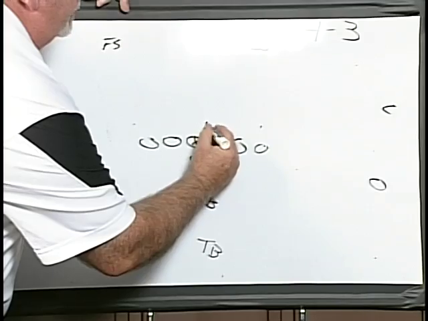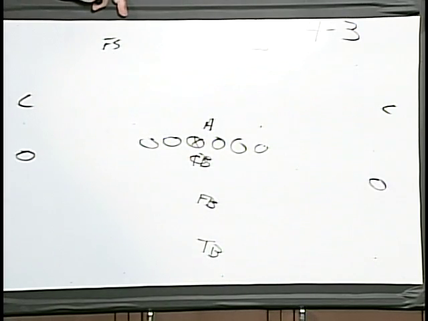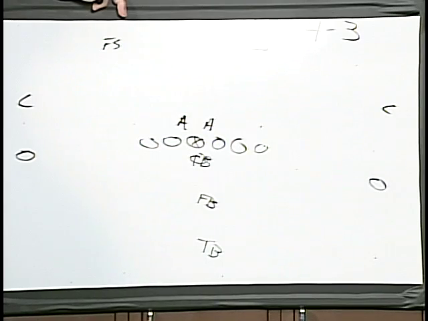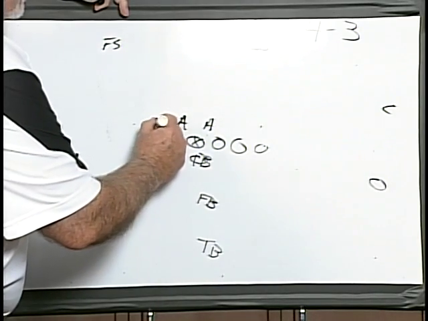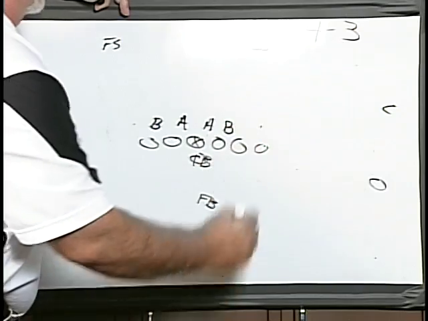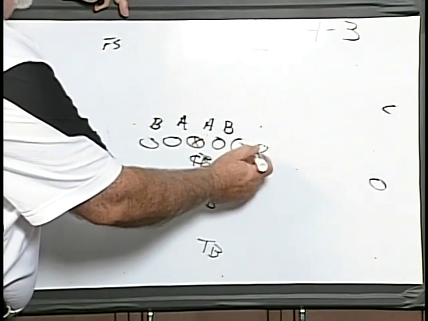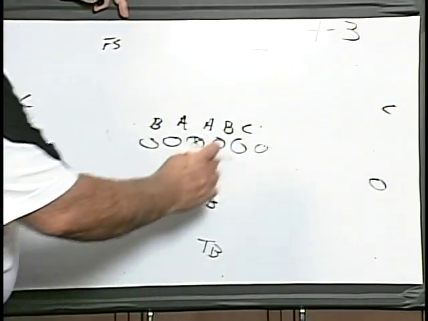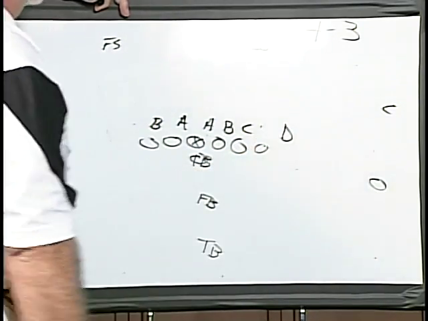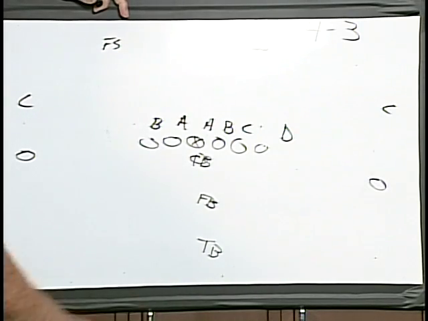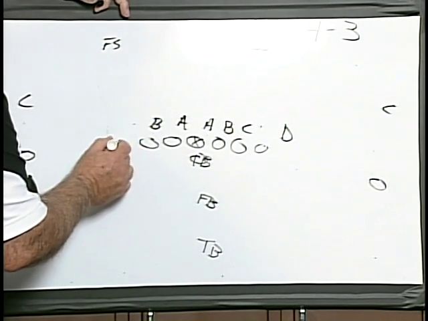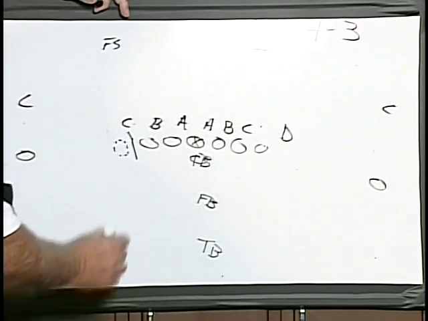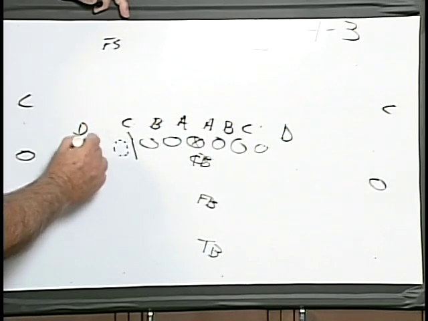The gap between the center and the guard is an A gap. The gap between the guard and the tackle is the B gap. The gap between the tackle and tight end is a C gap. Anything outside that tight end is the D gap. We have an imaginary tight end here. That would be the C gap. And the D gap on the outside.